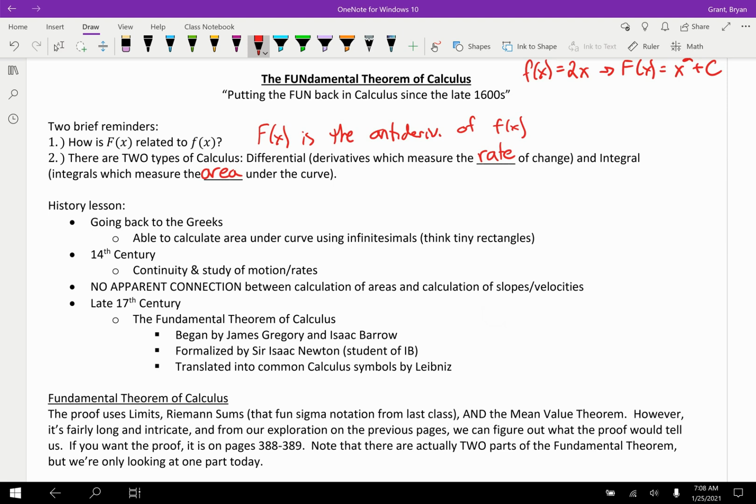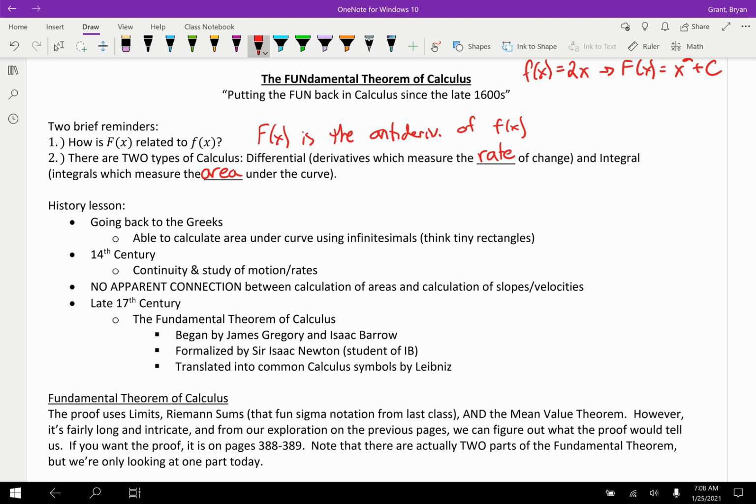And in the 14th century especially, there was a huge push for the study of motion and instantaneous rate of change. That's when they really started trying to map out the stars, predict eclipses and everything like that, and they needed to figure out how fast things were moving, and derivatives were a great way to do that.